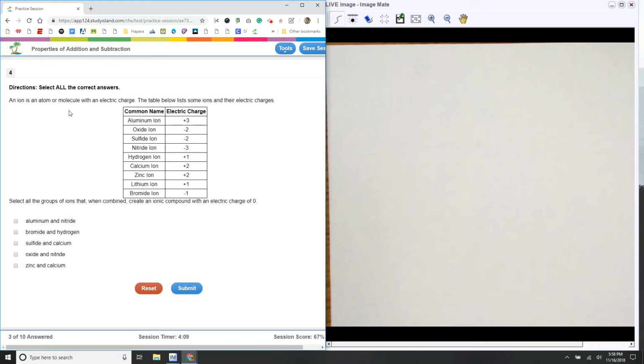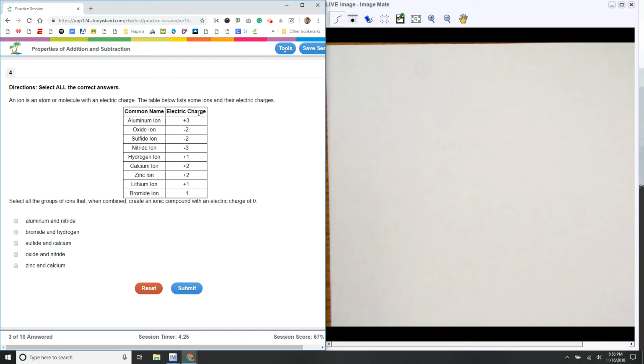An ion is an atom or molecule with an electric charge. The table below lists some ions and their electric charges. So common names and their electric charges. Select all the groups of ions that, when combined, create an ionic compound with an electric charge of 0.